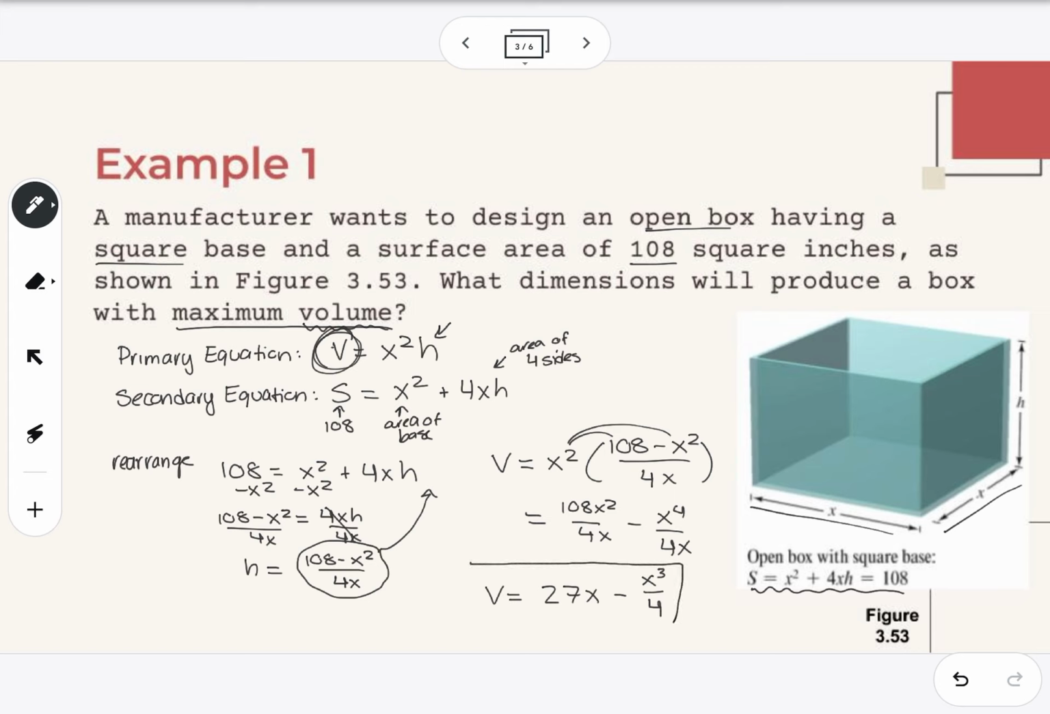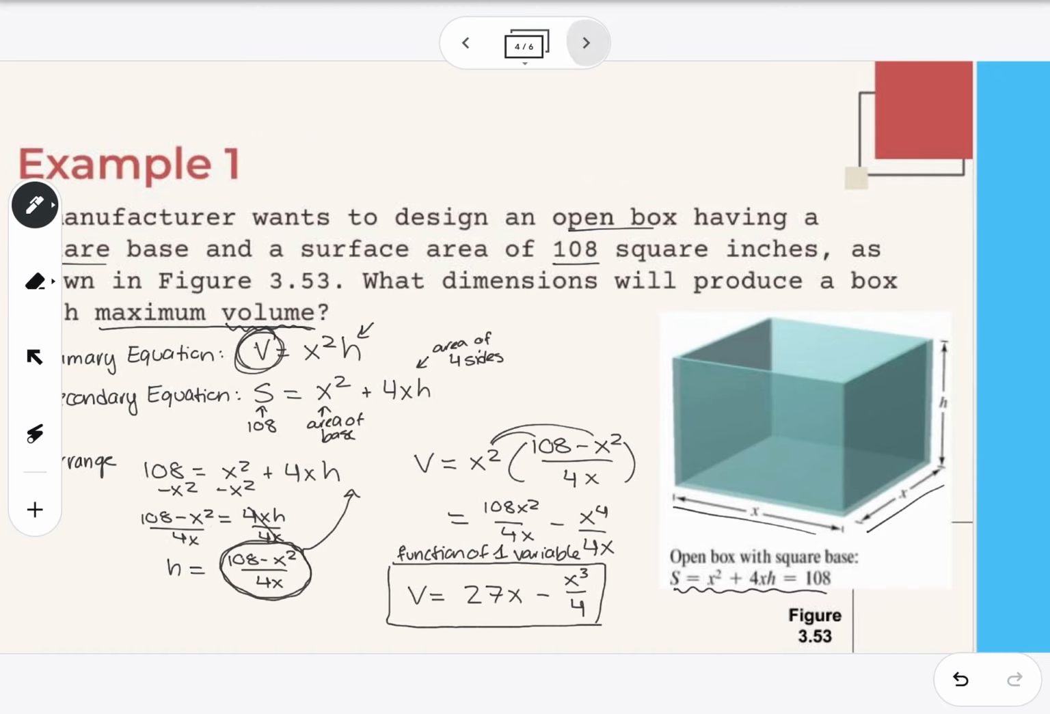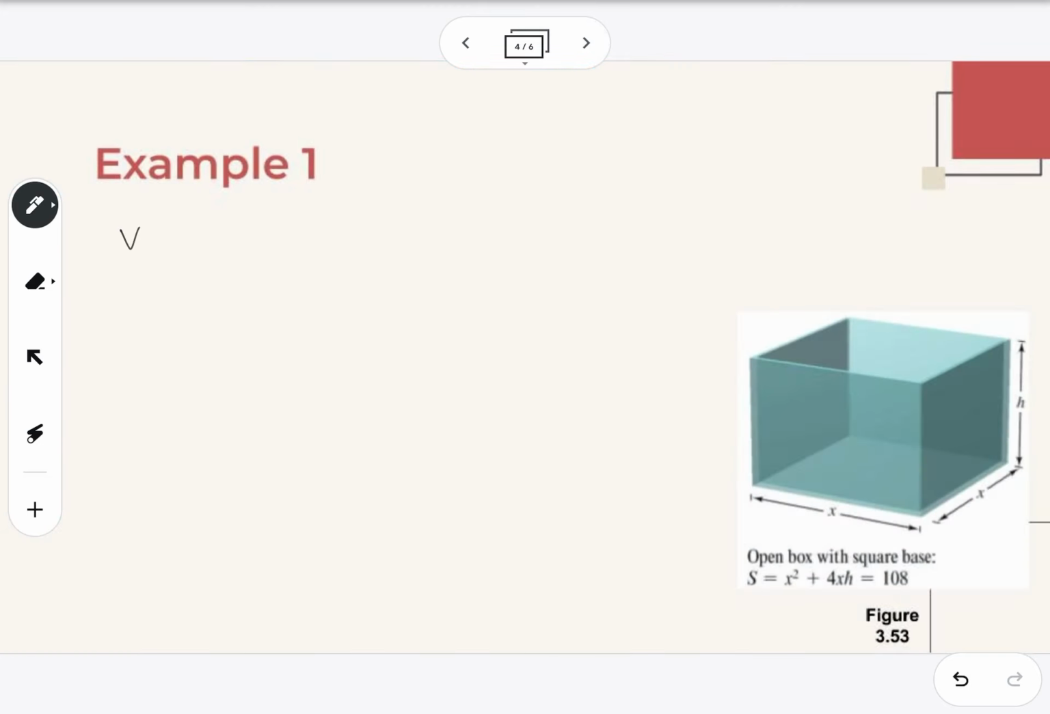So this right here is the equation that we are going to now do some calculus with. What we did again, I have my primary equation, I have my secondary equation, I rearranged my secondary equation, and I substituted in this expression for h in my primary. So now I have just v as a function of one variable. That variable is x. Okay, we're going to take this with us onto the next slide, or keep moving down on your paper. So I have v equals 27x minus x cubed over 4.